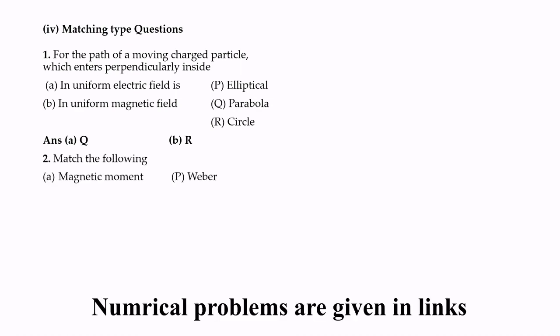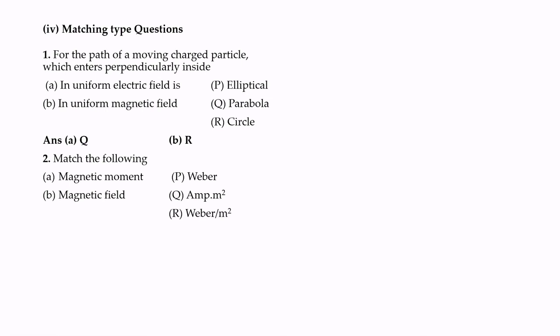Match the following. Magnetic moment, magnetic field. Magnetic moment is ampere meter square and magnetic field is Weber per meter square.